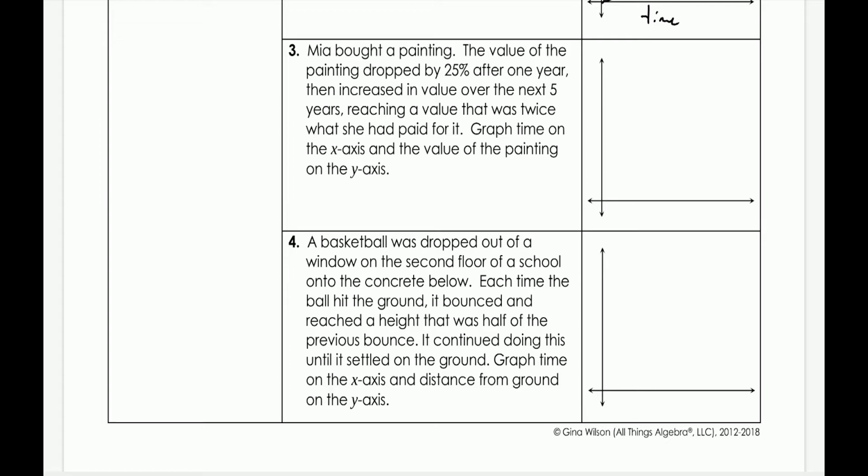So let's look at number 3. We have that Mia bought a painting. The value of the painting dropped by 25% after 1 year. Then increased in value over the next 5 years, reaching a value that was twice what she had paid for it. Graph time on the x-axis and value on the y-axis. So, on the x-axis, we have time. On the y-axis, we have value.